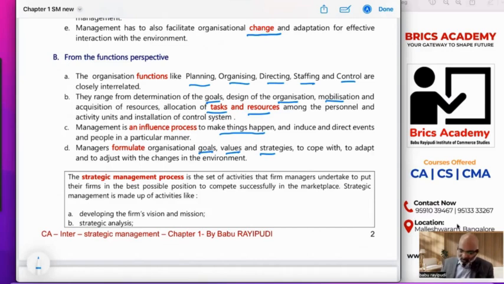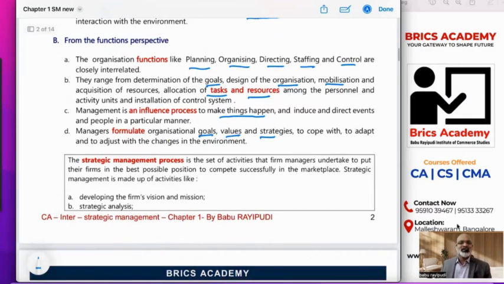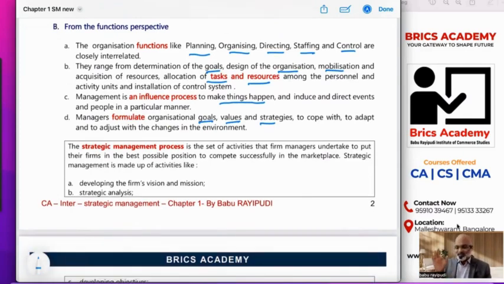All right. Now, next one. Overall, I'm going according to your ICA Institute material. So I'm not deleting anything. I'm making sure the material is there as it is. Look at this. Strategic management process is a set of activities that firm managers undertake to put the firm in the best possible position and compete successfully.